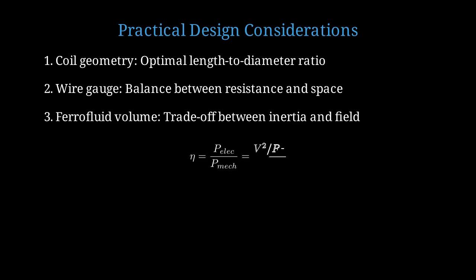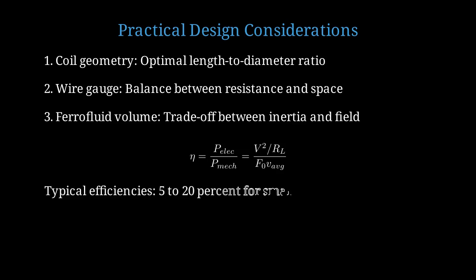The conversion efficiency eta equals P electrical divided by P mechanical, which equals V squared over RL divided by F0 times v average. Typical conversion efficiencies for small-scale ferrofluidic energy harvesters range from 5 to 20%, depending on operating conditions and design optimization. Now let's explore real-world applications where ferrofluidic energy harvesting shows promise.